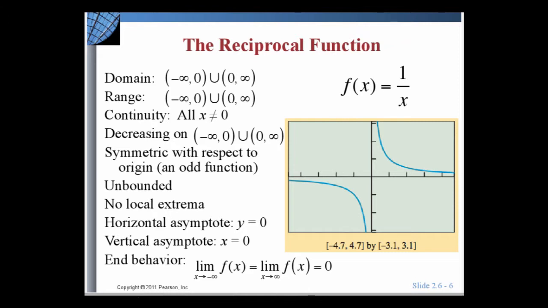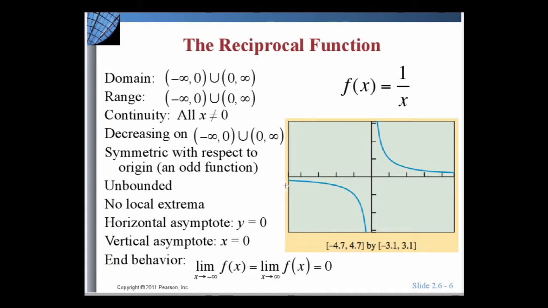So here's the reciprocal function. This is another one of our 12 basic functions. Here's the graph of the reciprocal function. The reciprocal function is f of x equals 1 over x. That's a parent function. The domain of 1 over x is -infinity to 0, union 0 to +infinity. The range is negative infinity to 0, union 0 to positive infinity.